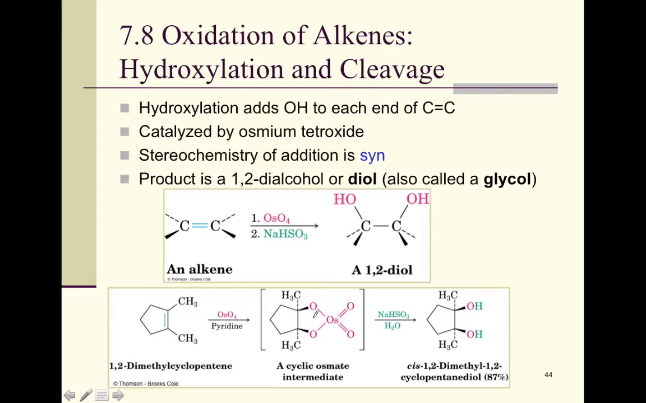This intermediate is then going to be removed when we bring in our sodium bisulfite and water. And these oxygens from the osmium are going to remain, but then we're going to have this hydrogen come in and make each of these an alcohol. This cyclic osmate intermediate is also something you need to make sure that you know how to draw. In fact, this whole reaction would be something good for you to have.